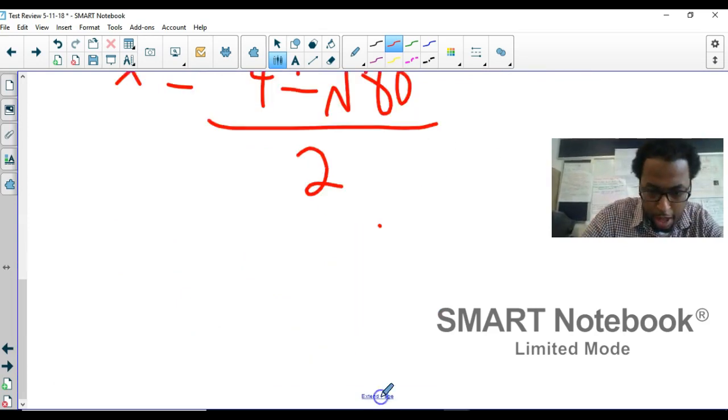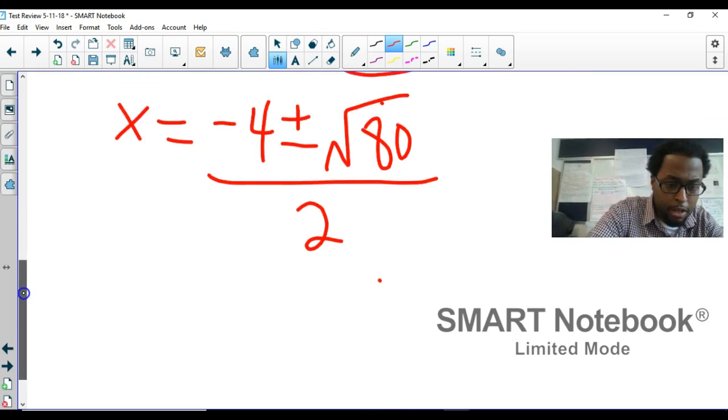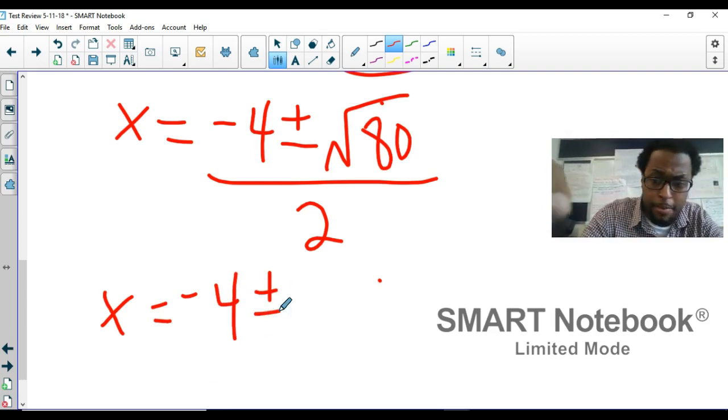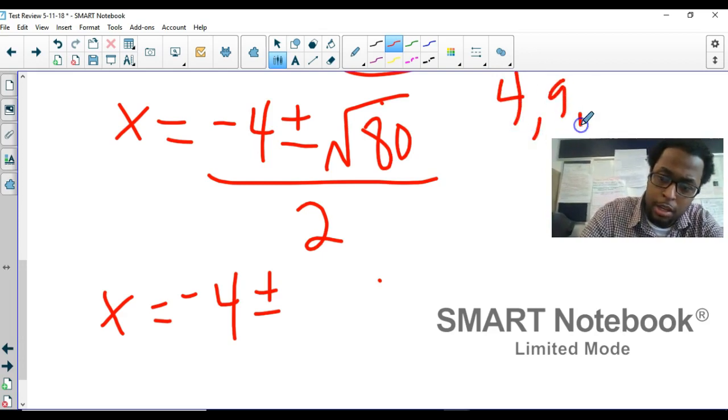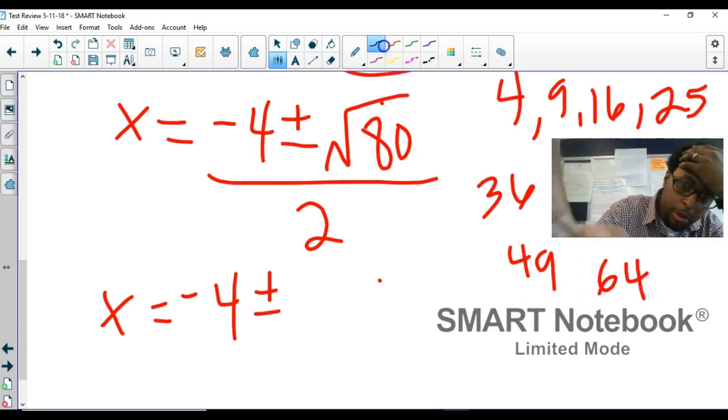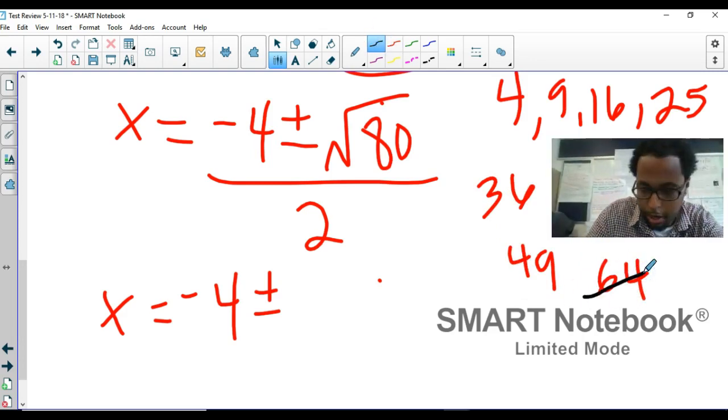Okay. Now, to solve for radical 80, I'm going to bring my x equals negative 4, plus or minus. With the radical 80, remember, we have to find perfect squares. So they have to go into these numbers: 4, 9, 16, 25, 36, 49, 64, okay? We can go ahead and eliminate 64 because 64 is not going to go into 80, okay? Now, how do I do that?